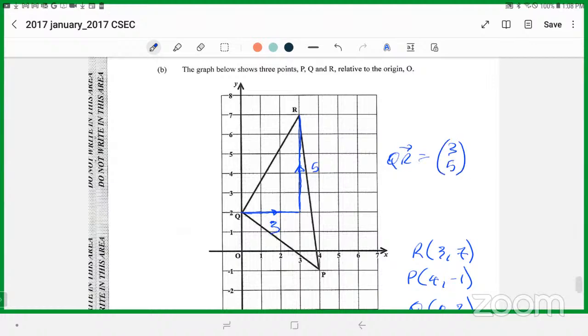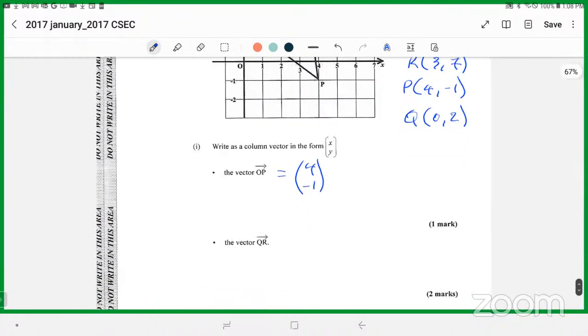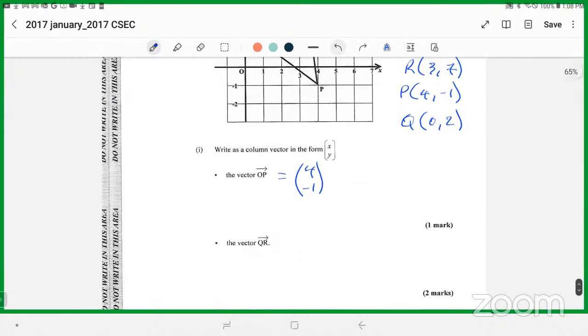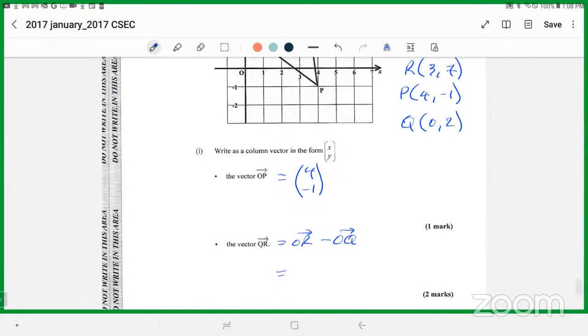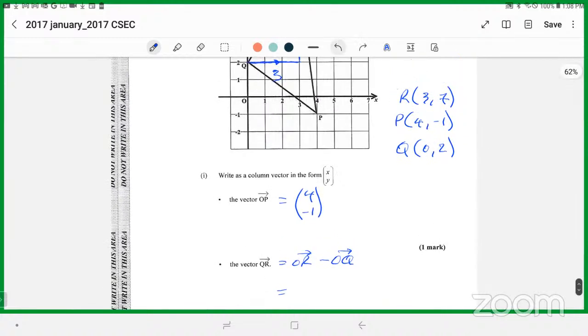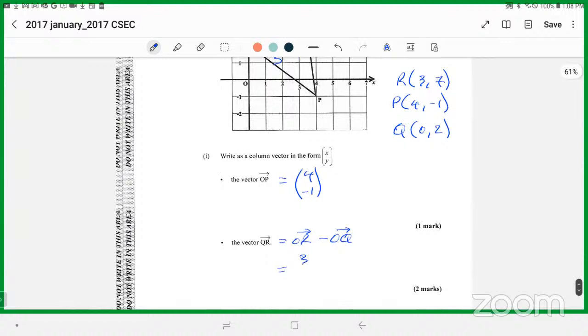But I can calculate it as well using the last minus the first. Because if I want to get QR using position vectors, it will be OR minus OQ. Since R is the point 3, 7, OR will be 3, 7 with the same values, minus OQ, and OQ will be 0, 2. And so it will be 3 minus 0 is 3, and 7 minus 2 is 5.